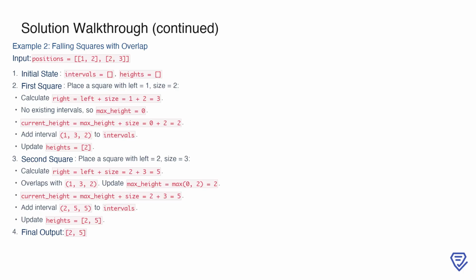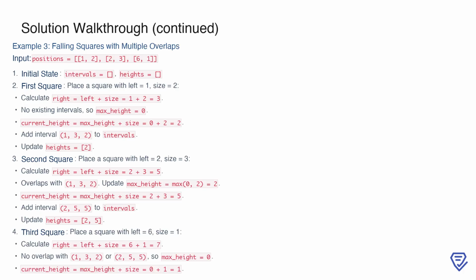For the second square, its left position is 2, and its size is 3, making the right edge 5. This square overlaps with the existing interval (1, 3, 2). To determine the maximum height beneath this square, we use the height of the overlapping interval, which is 2. Adding the size gives a current height of 5. We store the interval (2, 5, 5) and update heights to [2, 5]. The final output, [2, 5], reflects the maximum heights after each square falls.